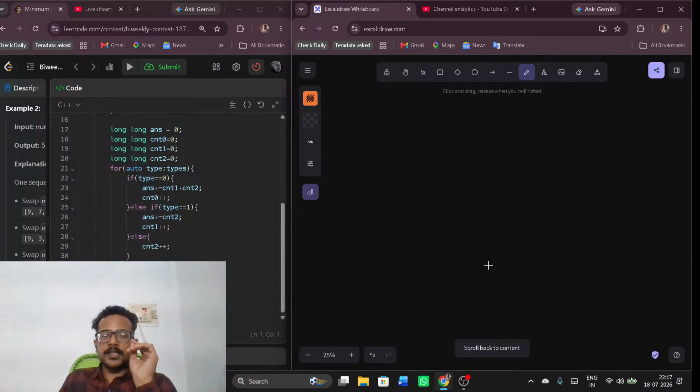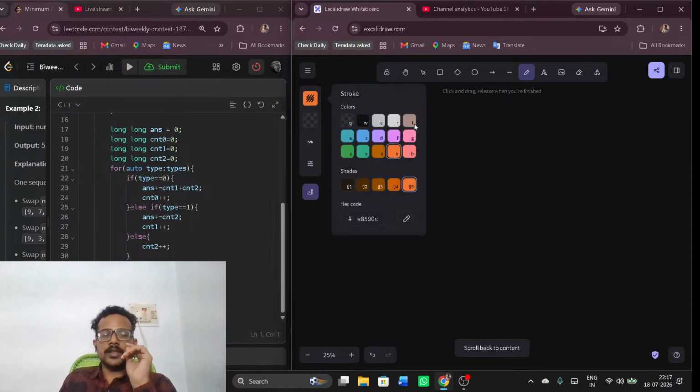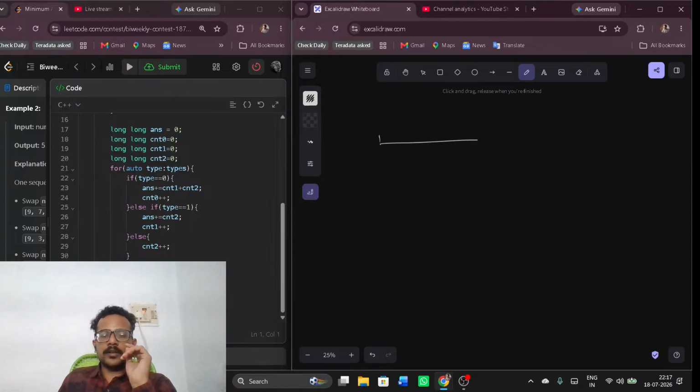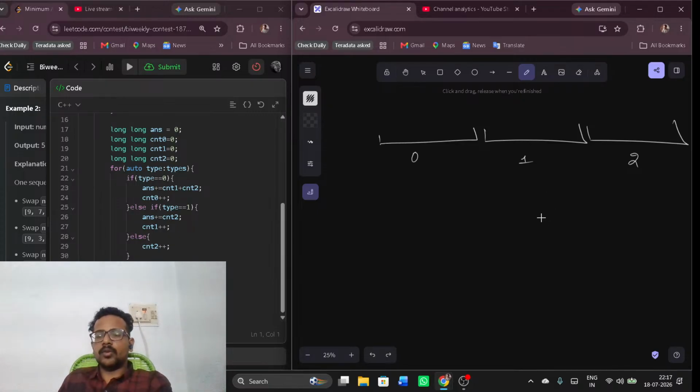So imagine this question in this way. This is type 0, this is type 1, this is type 2. We just need to swap the adjacent elements, as you might already know. Type 0 is less than A, type 1 is in the range A comma B, and type 2 is greater than B.